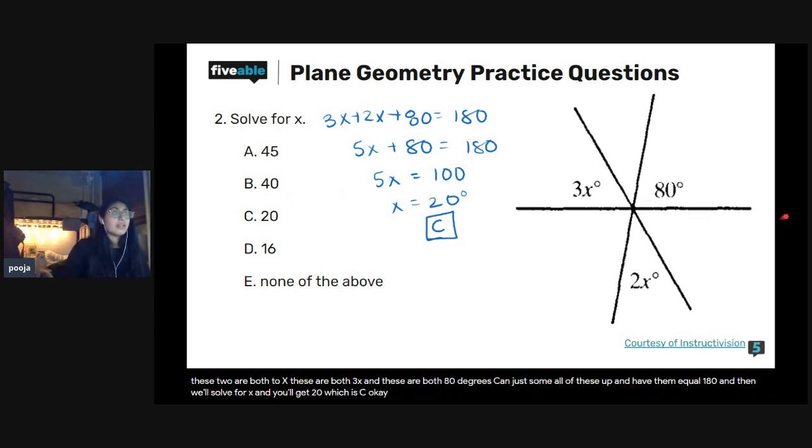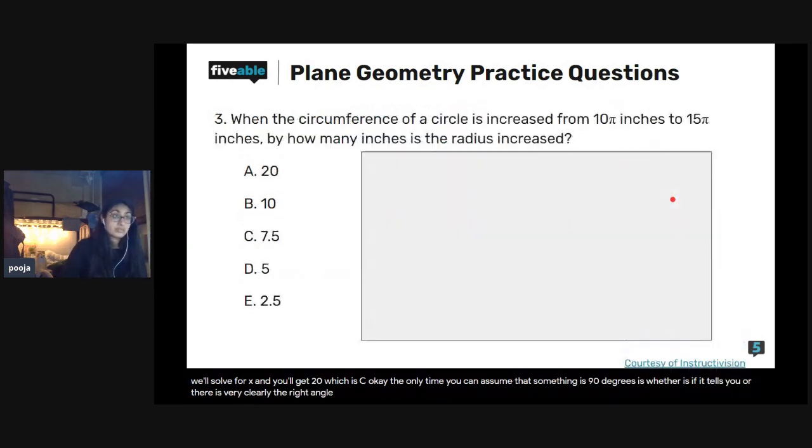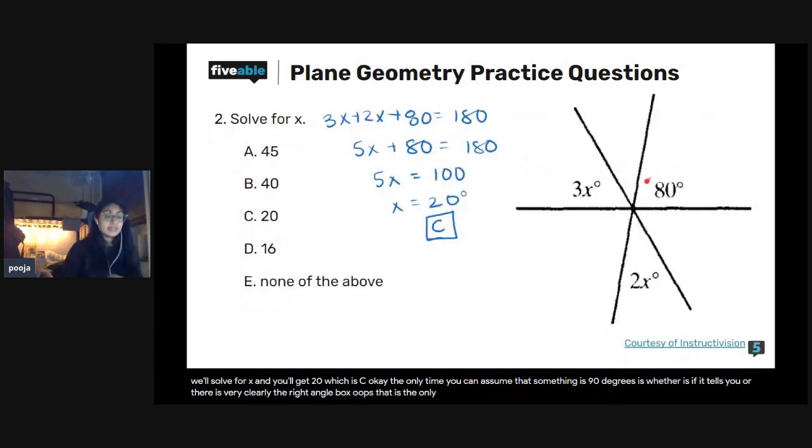Okay. The only time you can assume that something is 90 degrees is if it tells you, or there is very clearly the right angle box. That is the only indicator if something is for sure 90 degrees. In any other case, you probably need to default to finding the 180 and then finding the chunk out of it.